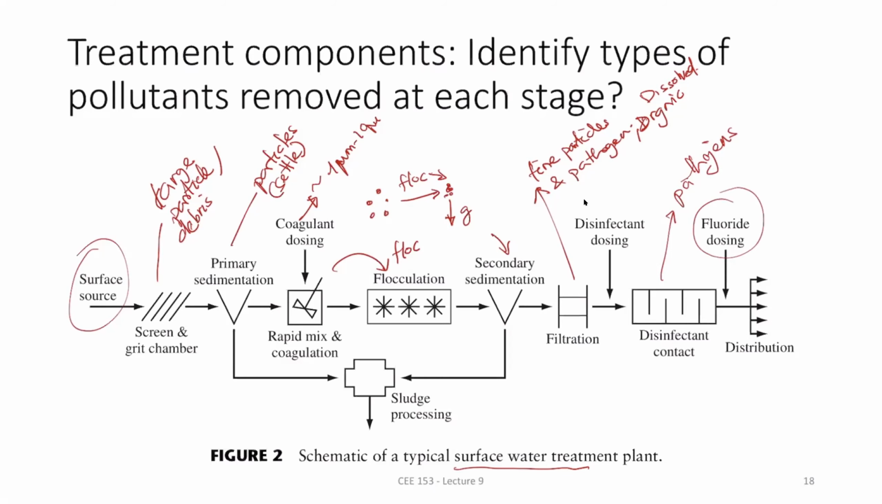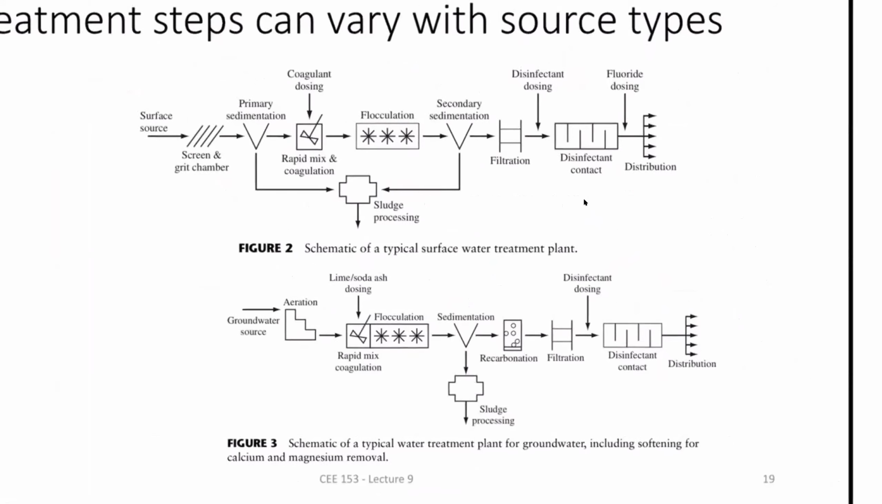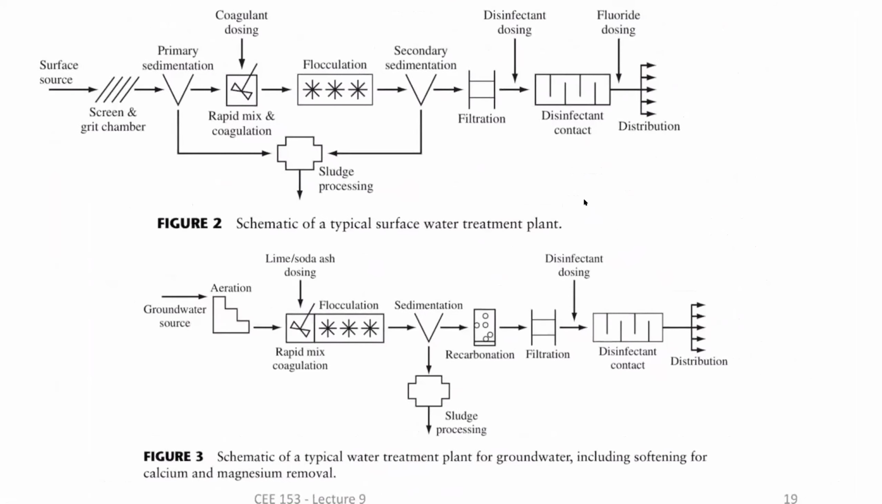But if you do the exact same process for groundwater, this is a little different. So I put on the top what we just described. So if you look at the groundwater, what is missing here? The screening or grit chamber is missing because, as I said, with groundwater you don't expect large debris, so you will not have that requirement. But sometimes groundwater contains lots of volatile gas, so that's why you have to have aeration to remove gas. Okay, bubble out all the gases. For instance, ammonia, methane, all that kind of gas you want to remove.